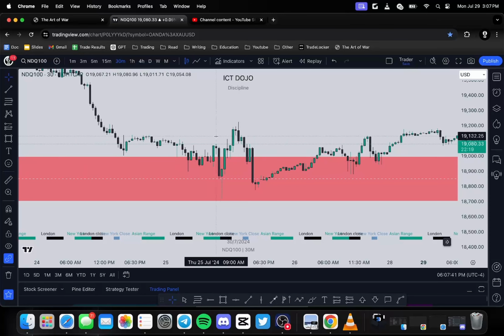So you can see that the power of three, the accumulation, manipulation, and distribution phases all occur during the New York phase. And you can reference the Asia session liquidity or Asia session accumulation as the liquidity targets for your New York range.